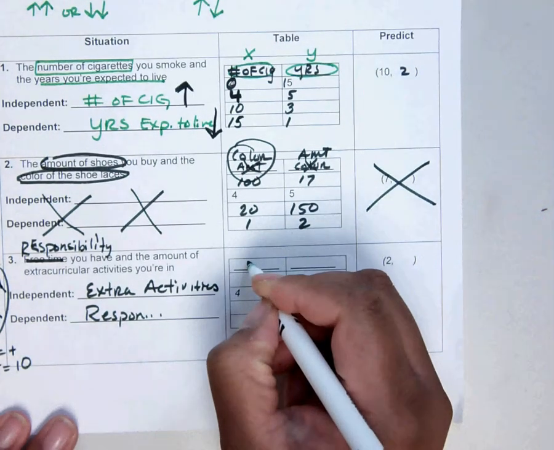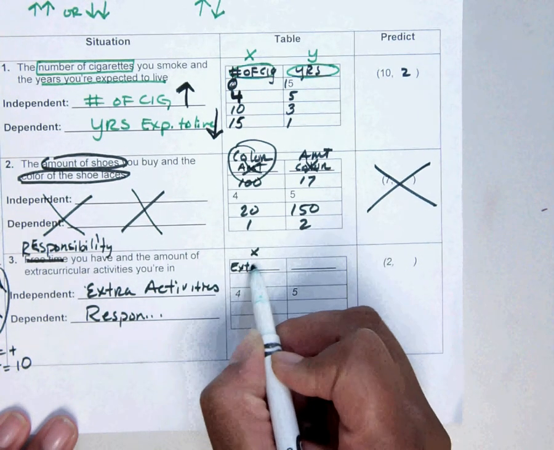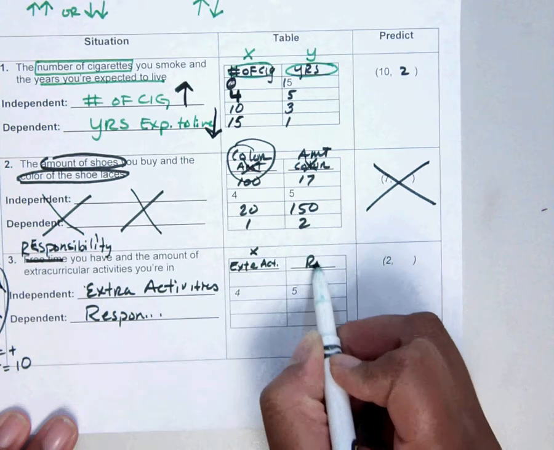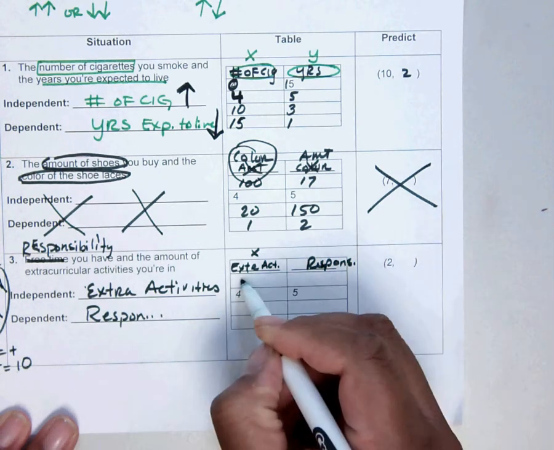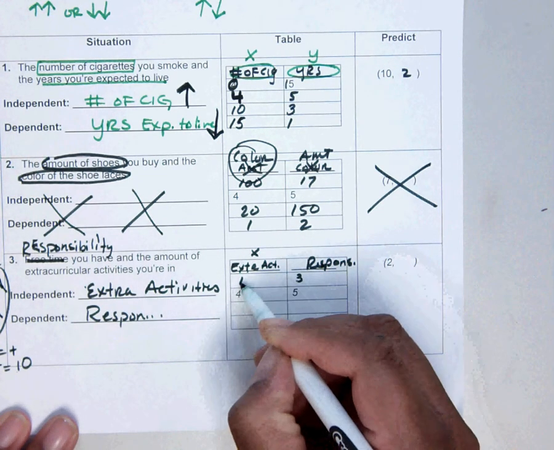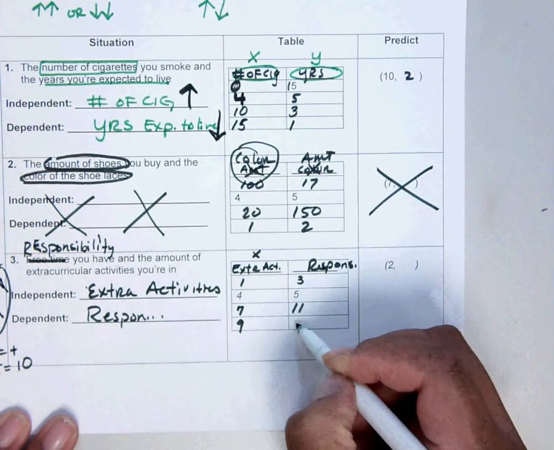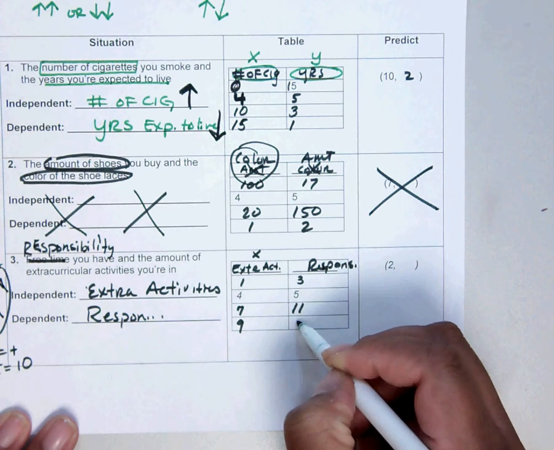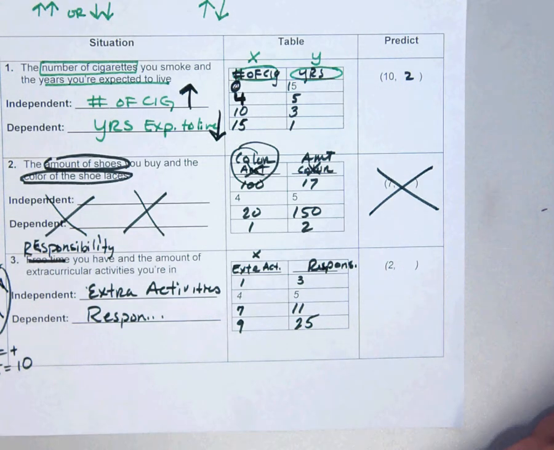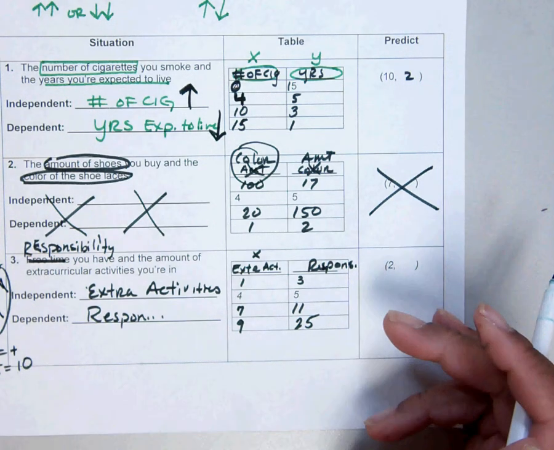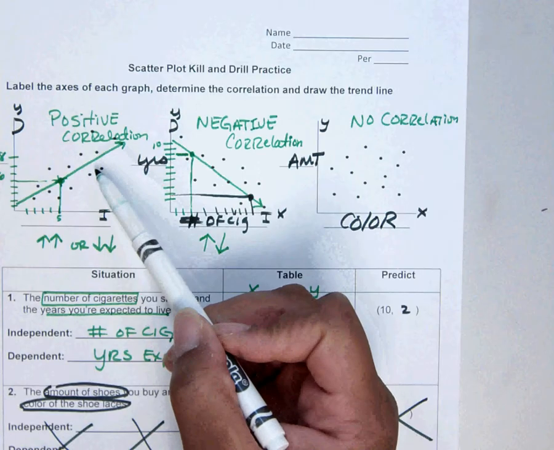Now I look at my table, and since the independent is X, that means extracurricular activities go here, and responsibility goes here. And remember we said that they would both increase or both decrease, so I'm going to cause this to increase. 1, 4, that's increasing, 7, 9. And it's a scatter plot, so they're not going to have a set pattern, which is okay because they're scattered. Now there is a case where the points are evenly laid out, and that happens, but most of the time they're scattered everywhere like this.